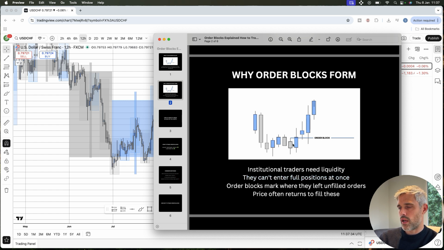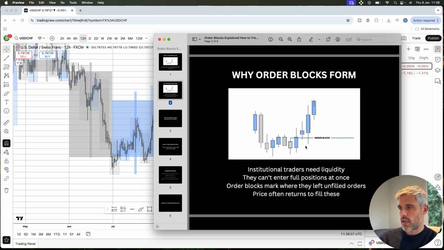If institutions are accumulating orders here, price will then move away and then retrace, because if you're an institution buying here, you don't want to place all your orders at once, because if you did so, you would move the market aggressively to the upside straight away. So institutions, or the actors that are moving these markets, will place orders here, and price will start to move away.